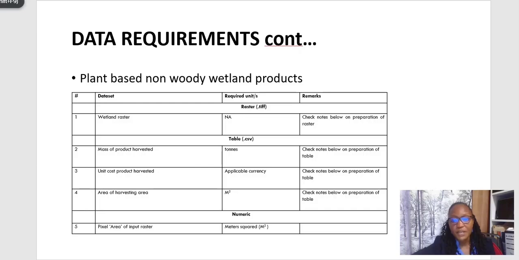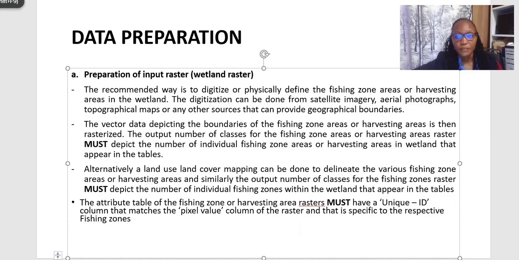For the plant-based non-woody wetland products, the data requirements are such that you put the wetland raster, you have the mass of product being harvested in tons, and then also the unit cost of the products being harvested in the applicable currency, the area that is being harvested. You look at things like papyrus and reeds, you must be in a position to see the area that is being harvested to produce that product for the purposes of valuation. Then finally, you input the pixel area of input raster data.